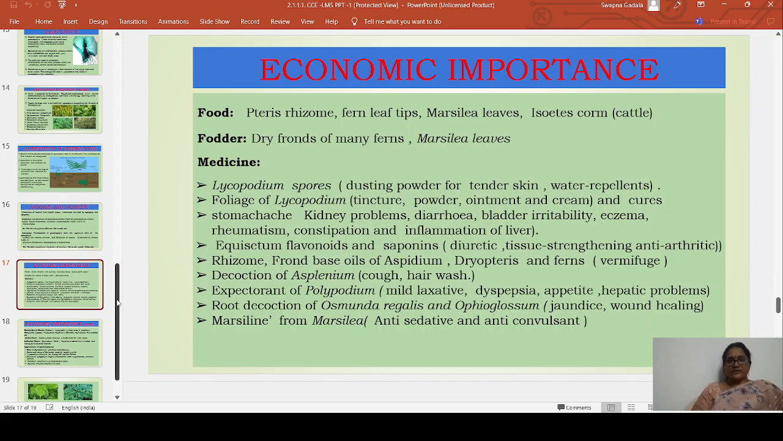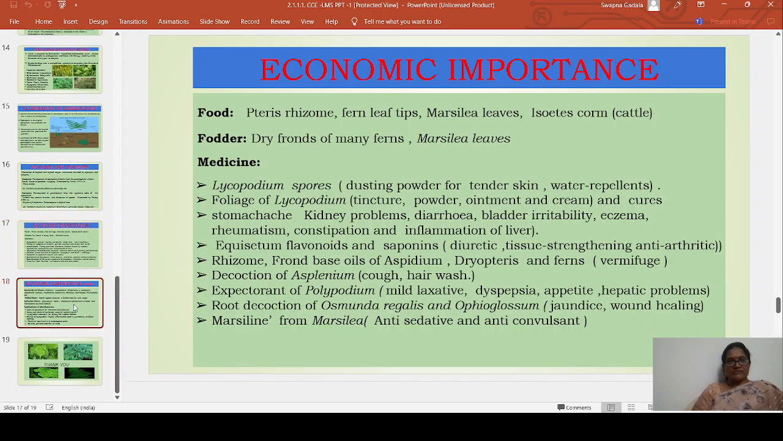The rhizome and frond base oils of Aspidium, Dryopteris and ferns can be used as a vermifuge, which can kill worms. A decoction of Asplenium is used in treating cough, and it is also used as a hair wash. An expectorant of Polypodium is used as a mild laxative, and it is used in curing hepatic problems and appetite loss. The root decoction of Osmunda regalis and Ophioglossum is used in treating jaundice and wound healing. And marsilin, a drug from Marsilea, is used as a sedative and anticonvulsant also.